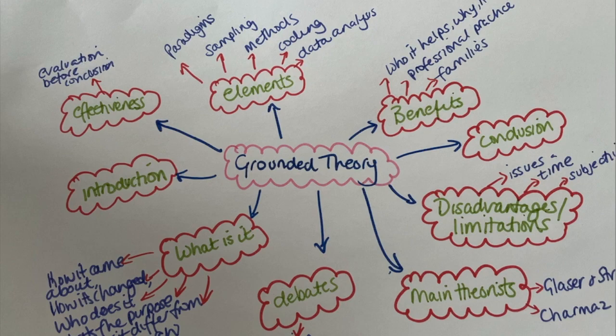So here's an example where I've used a mind mapping technique to plan out my assignment. And what you can see is I started off in this middle area here, just grounded theory, that's what the assignment's about. And I've got, in no particular order, sort of offshoots of things that I want to discuss. So for example, effectiveness of it, elements, benefits, conclusion, limitations, disadvantages, main theorists, debates, what is it, and introduction.